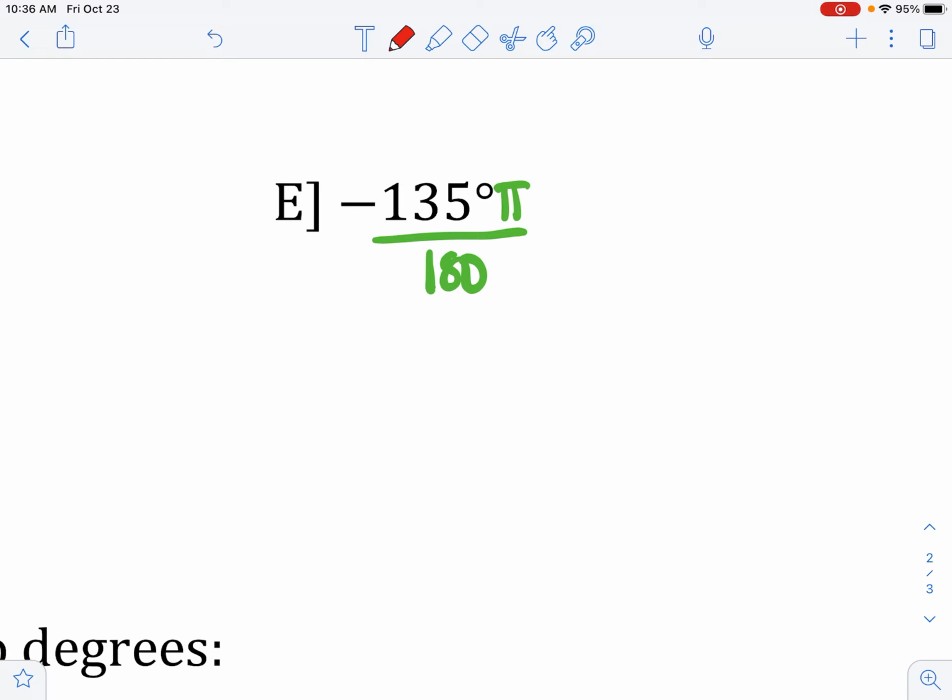And then you'd see that 9 goes into both. So if 5 and 9 both go into both, that means 45 goes into both. 45 goes in here negative 3 times. 45 goes in here 4 times. So I have negative 3 pi over 4.